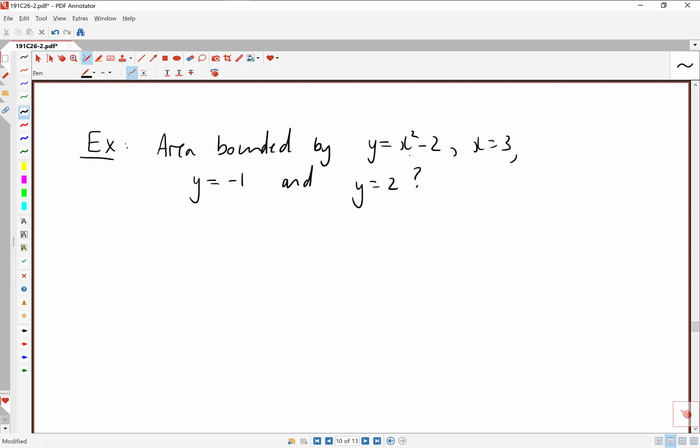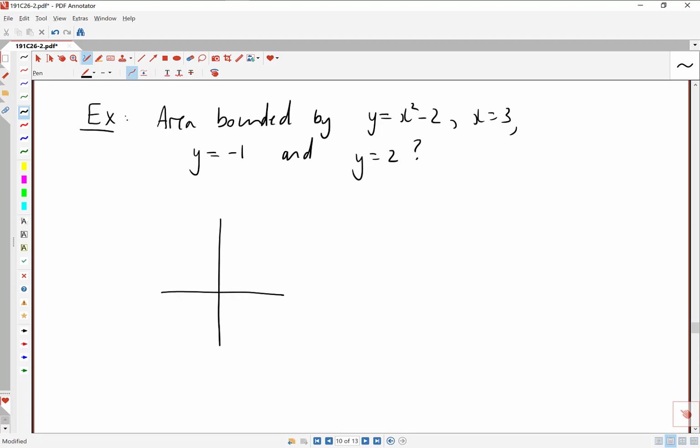So let's find the area bounded by the parabola y equals x squared minus 2, x equals 3, y equals -1, and y equals 2. Well, again, the first step here would be to make a sketch so that we can get a sense of what's going on. I'm going to start with plotting the parabola. When x equals 0, y is -2. When x is plus or minus 1, the y value is -1. And by the time we get to x equals plus or minus 2, our y value is going to be 2. So this is just like our familiar y equals x squared parabola, but it's shifted down by 2 units. Okay, so there's our parabola.